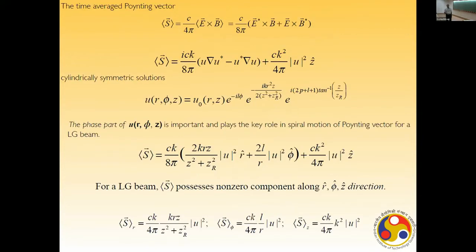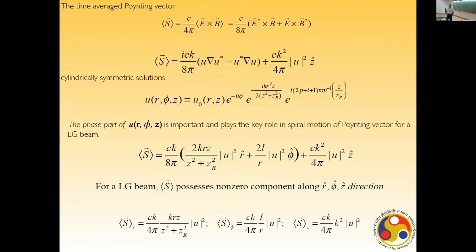Now let us calculate the Poynting vector, the time average Poynting vector, because when electromagnetic radiation propagates from one place to another, it carries energy and momentum. In order to calculate the energy and momentum, we are going to use this Poynting vector, S is equal to c by 4 pi E cross B star. Then in the Cartesian coordinate system you have the momentum along the z direction, but it is not very clear which direction.